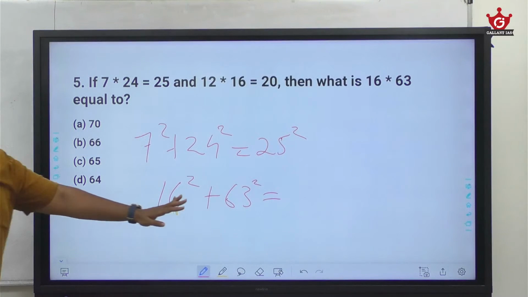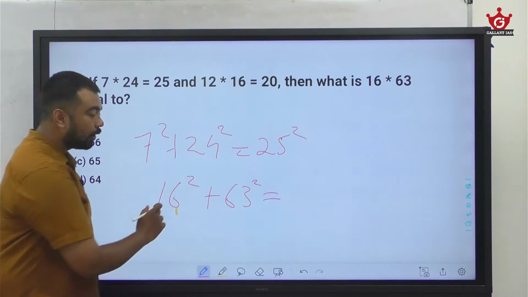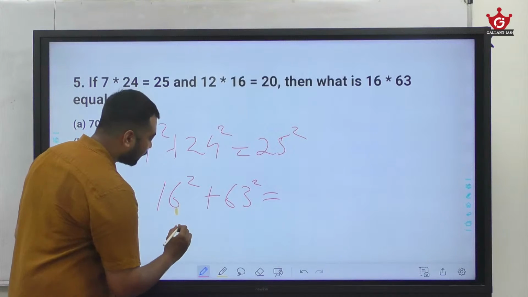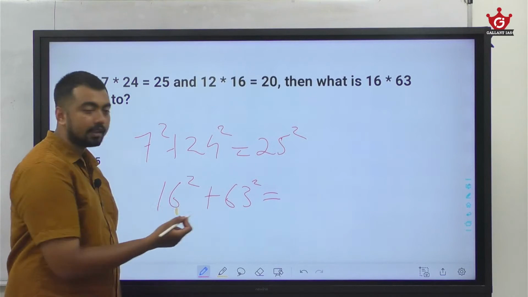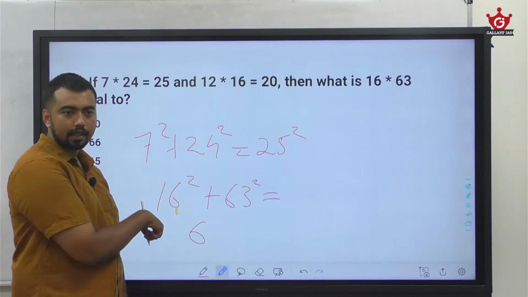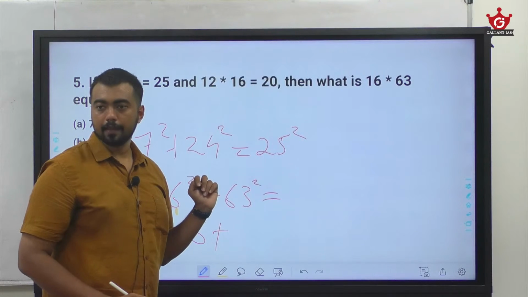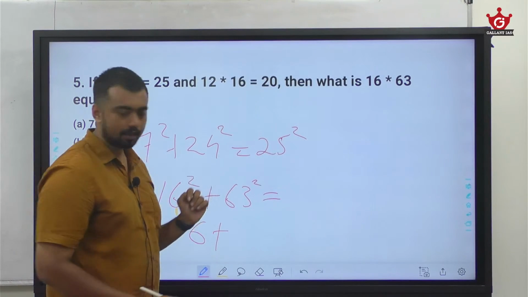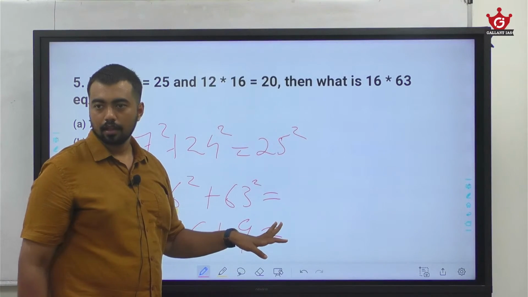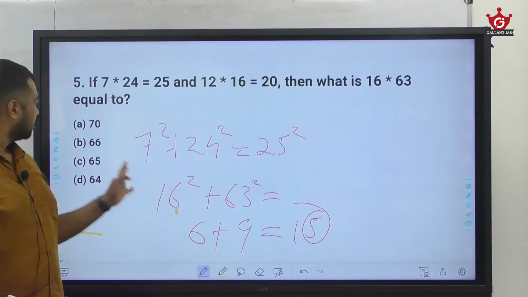So in order to do that, please look here. I'll give you a similar way to arrive at the answer. You know what 16 square is, right? 256. So let's look at the unit number. 16 into 16, you will get the unit number as 6 into 6, which is 6 only. The unit number of 16 into 16 will be 6. Plus, what will be the unit number of 63 into 63? It will be 9, right? So the resulting unit number will be 6 plus 9. It will be 15. So the unit number will be 5. So the answer will be 65.